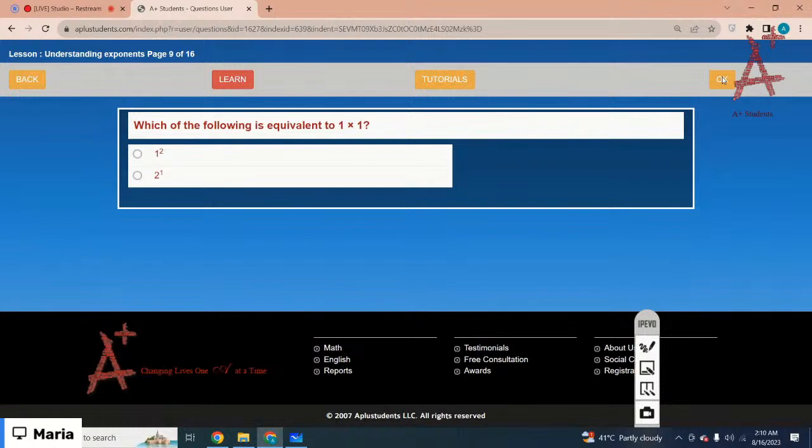Which of the following is equivalent to 1 times 1? Which is the correct option? You are multiplying 1 2 times, right? So it would be 1 squared. Option number 1 is the correct one, 1 exponent 2, because you are multiplying 1 2 times. 1 exponent 2 is the correct option.